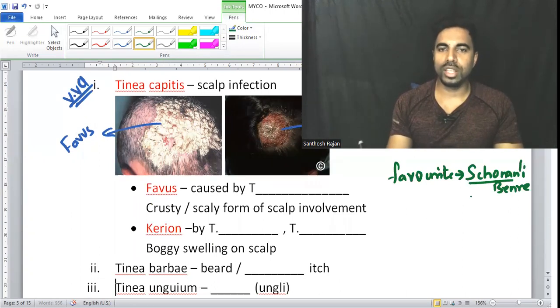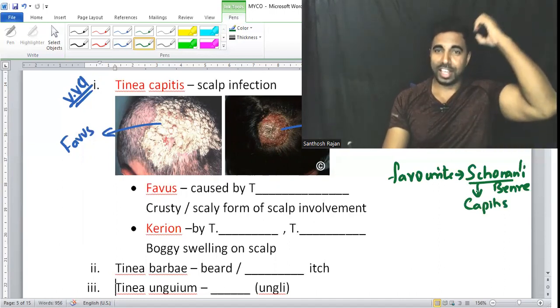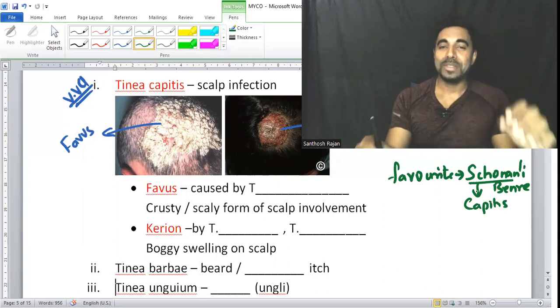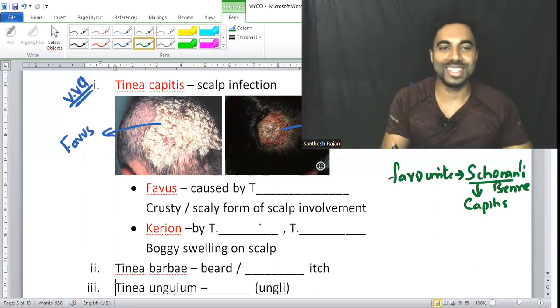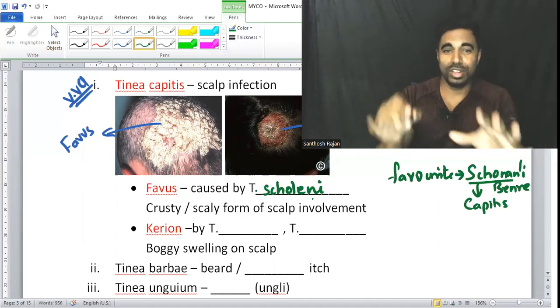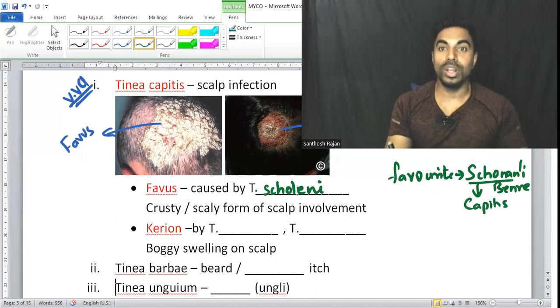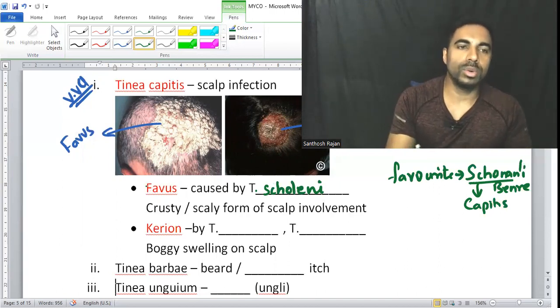And what does she have? She got capitis, tinea capitis. That's it. Look, in that dance program, she always scratches her head. Okay, that is because she's having favus. I'm kidding. Okay, just for your understanding. Why did I say Sonali? Because S-H-O-L-E-N-A, Schoenleinii. Okay, the name is very tricky. It's caused by Trichophyton schoenleinii.